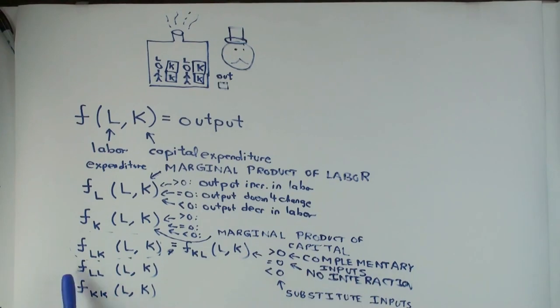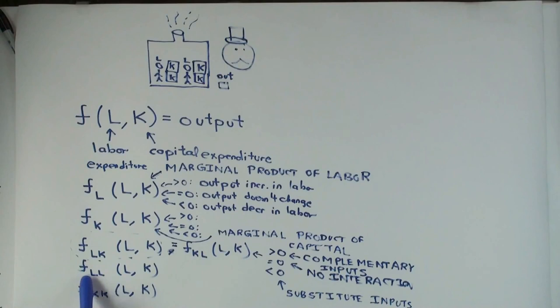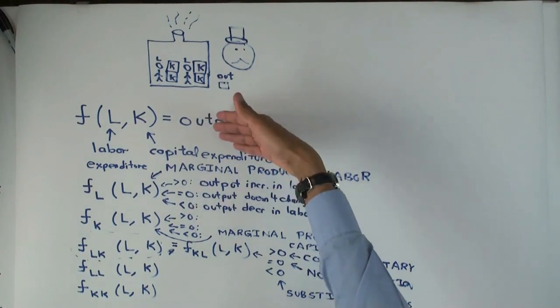Okay, so now we still have the second order partials. What do the second order partials tell you? What does F sub LL tell you? The rate of change of the marginal product of labor. Yeah, and what does the sign of F sub LL tell you? If it is positive, it means the marginal product of labor increases at an increasing speed, so the actual output increases at an increasing rate.